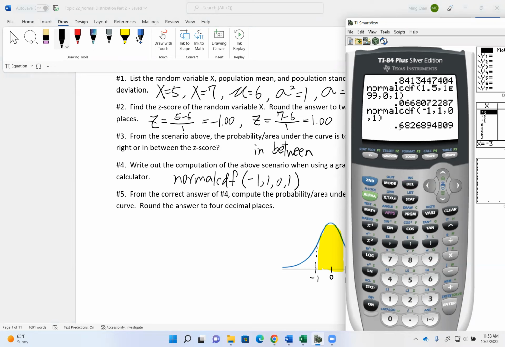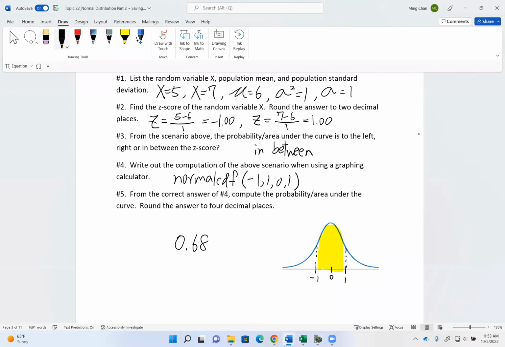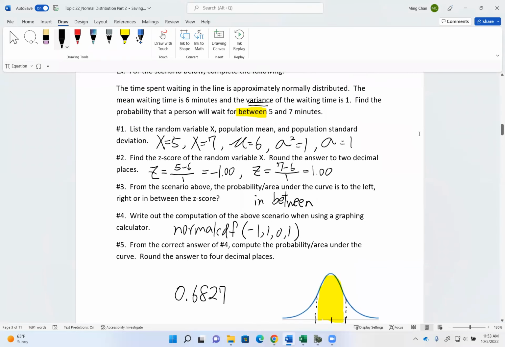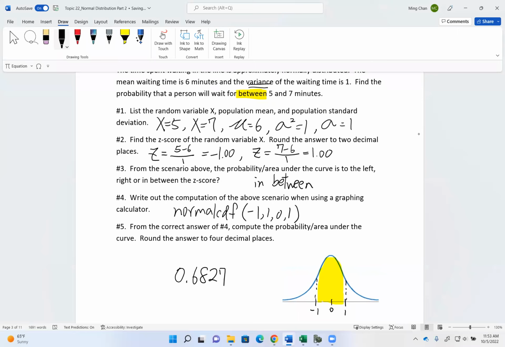Okay, so that'd be about 0.6827. There you go. That's the area. So that's the probability. What it's saying is the probability that a person will wait in between 5 and 7 minutes is about 68.27% chance.